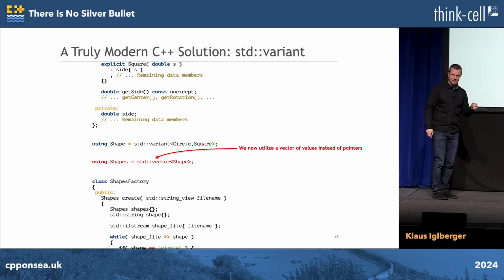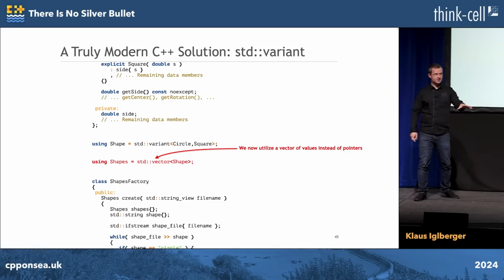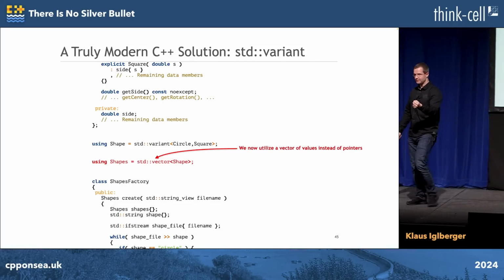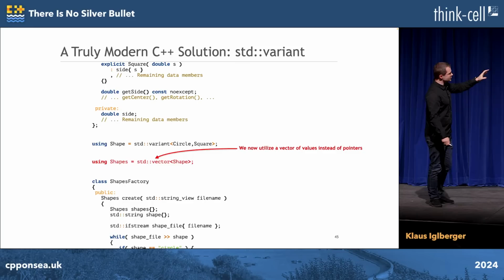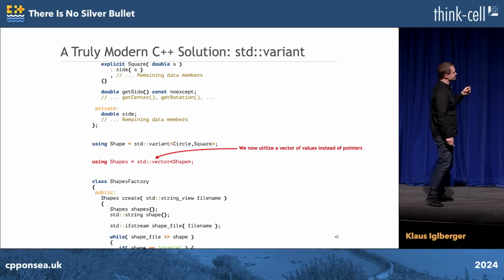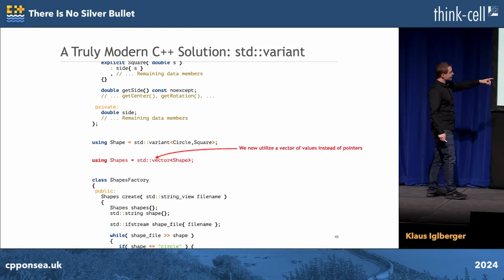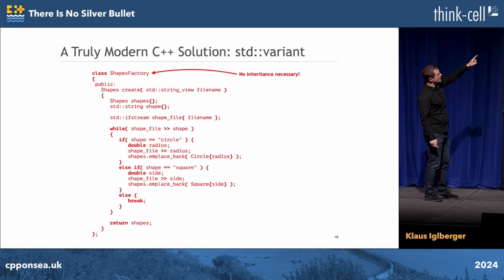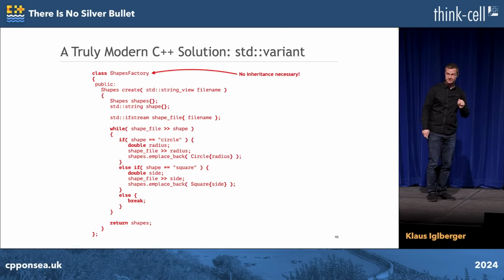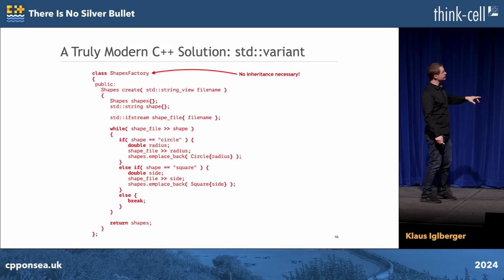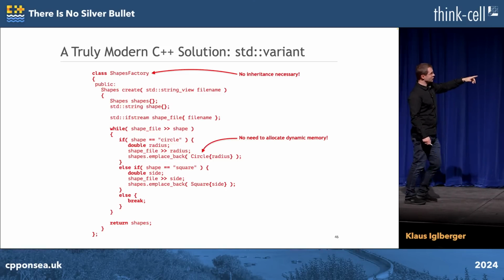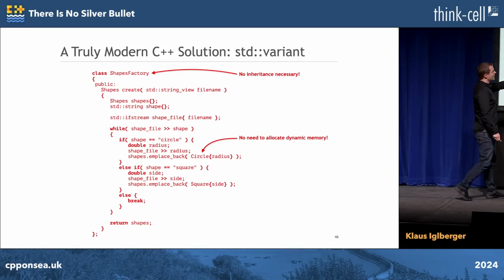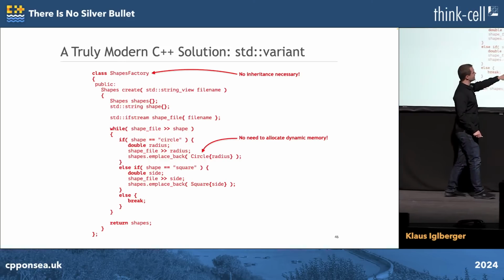That's pretty cool, isn't it? No pointers anymore. Values, just values, which first of all looks so much nicer, but also will be much faster. Okay, then I have a shapes factory. Pretty much the same thing, but no inheritance necessary. Not a bit, not a single virtual function. And, which I also find to be really amazing, I just don't have to allocate anything anymore.